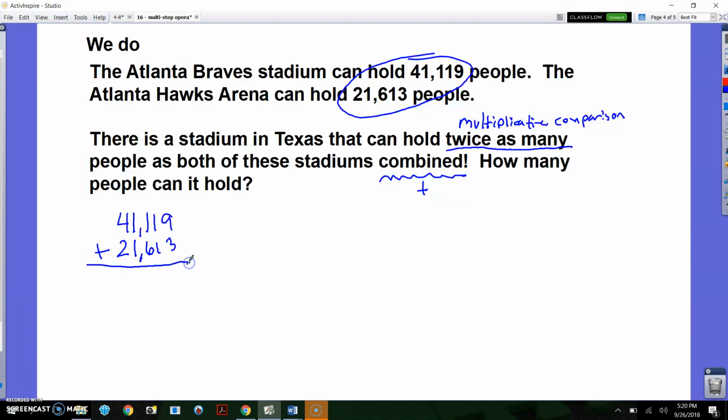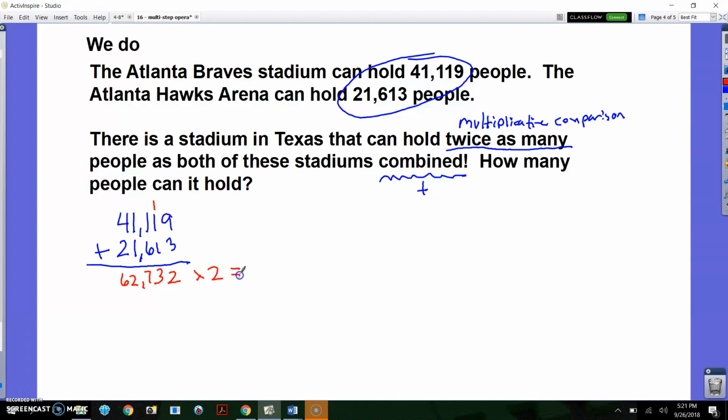So if you combine the Hawks Stadium and the Braves Stadium, I would be able to hold, let's see, 9 plus 3 is 12. That's 2 1s and 1 10. 1, 2, 3 10s. 1 and 6 is 7 hundreds. 2 thousands and 6 10,000s. So together, the Braves and the Hawks buildings can hold 62,732 people. And this stadium in Texas can hold twice as many people.